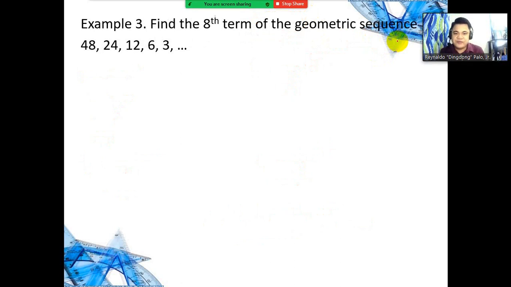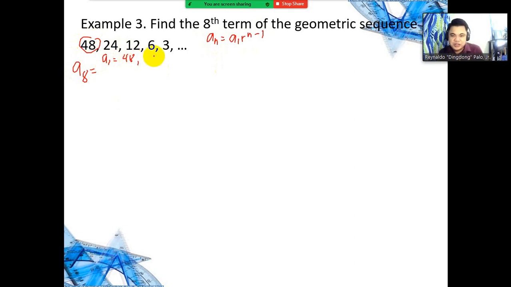Next, number 3: find the 8th term of the geometric sequence 48, 24, 12, 6, 3, and so on. So we are just looking for a sub 8. And of course, with the guide of our general term, a sub n equals a sub 1 r raised to the power of n minus 1, we need the following values. Your a sub 1 is 48.